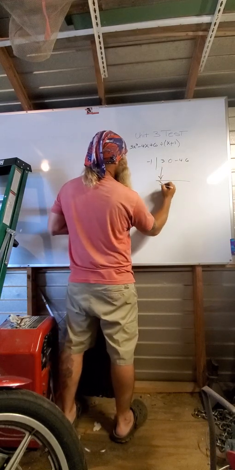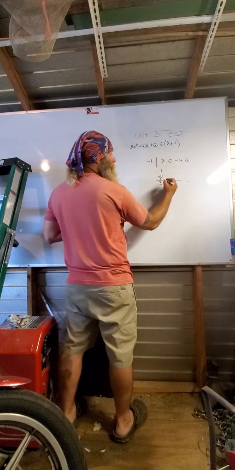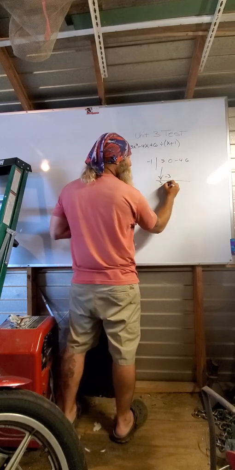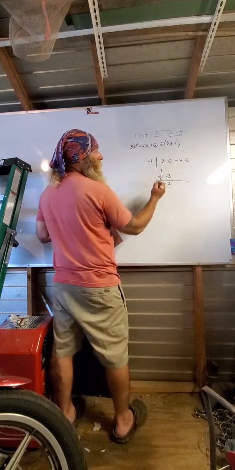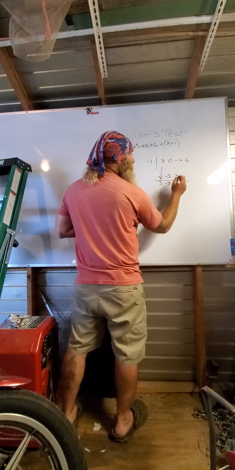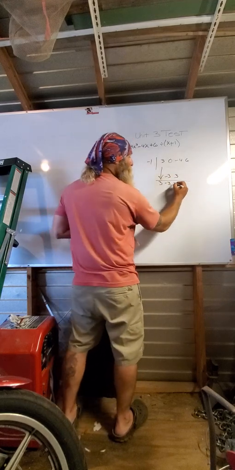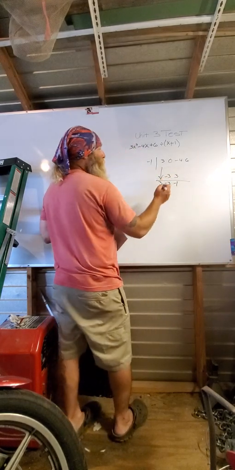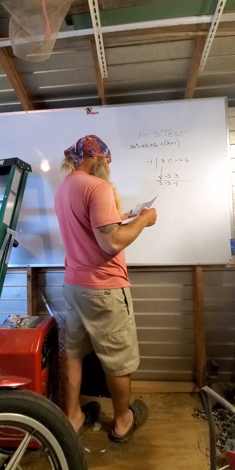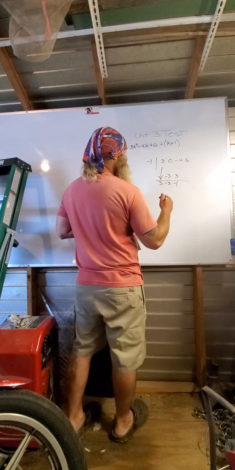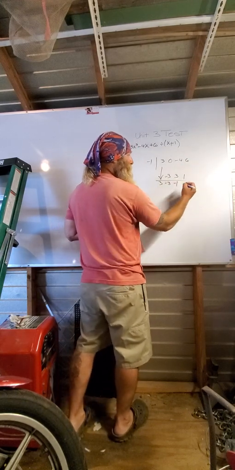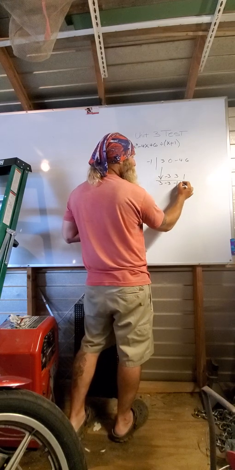Okay, we're going to bring down the 3. 1 times 3 is 3. 0 plus 3 is 3. 1 times 3 is 3. -4 plus 3 is -1. 1 times -1 is -1. And 6 plus -1 is a 5.